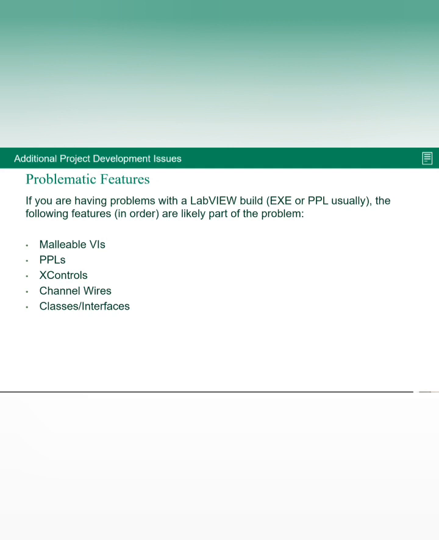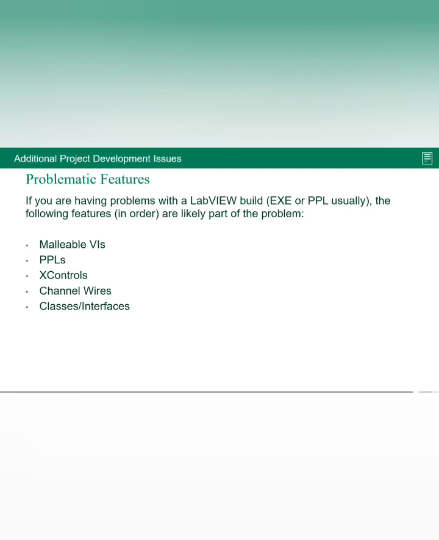Malleable VIs, PPLs, X controls, channel wires, and classes. I hate to say it, but it just seems that these features are more likely than not causes of build issues. And whenever bug reports get filed, NI investigates them and fixes these issues. I can say with certainty that malleable VIs are definitely more stable in LabVIEW 2020 than they were in LabVIEW 2017. Nevertheless, these bugs are still being found. So keep an eye on these particular problematic features.